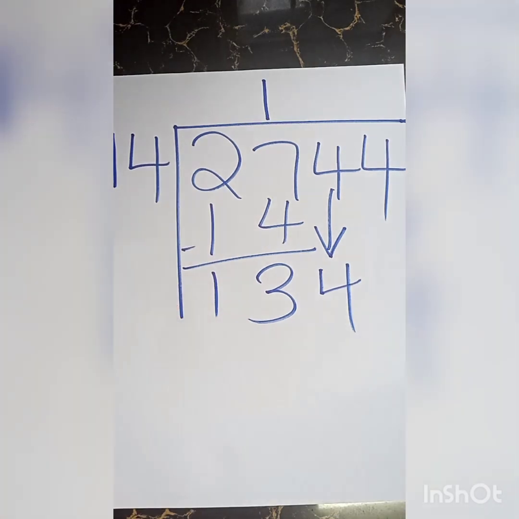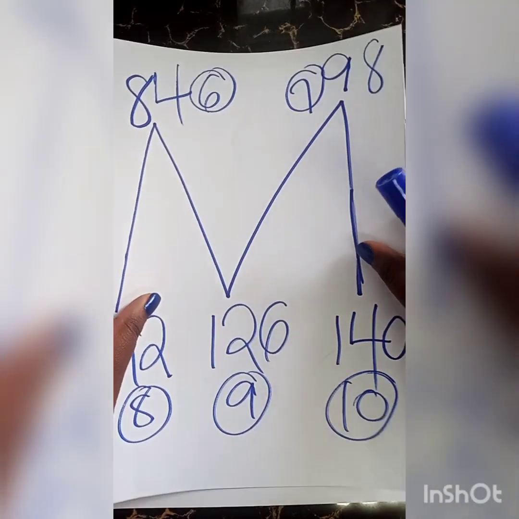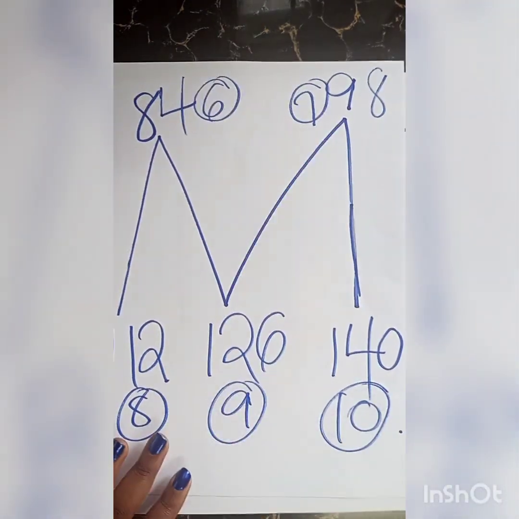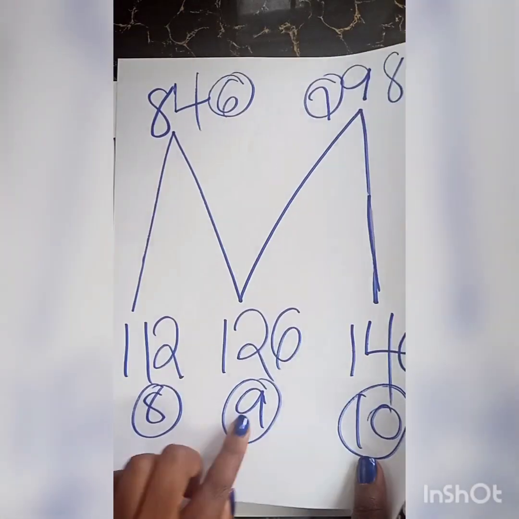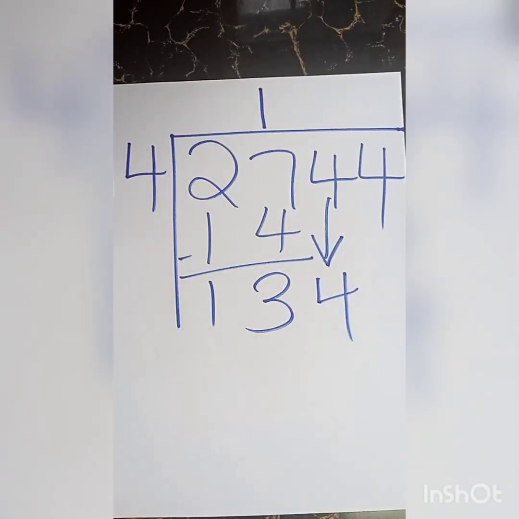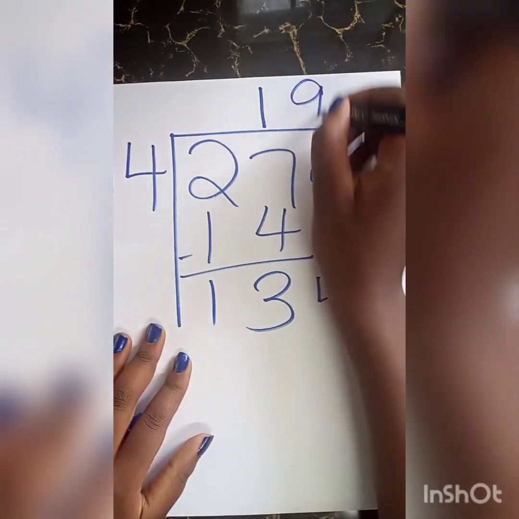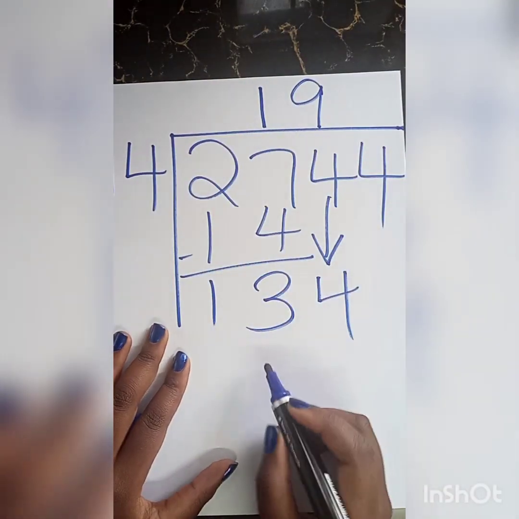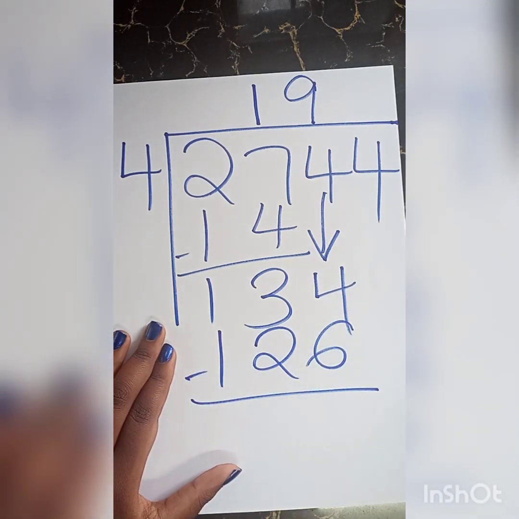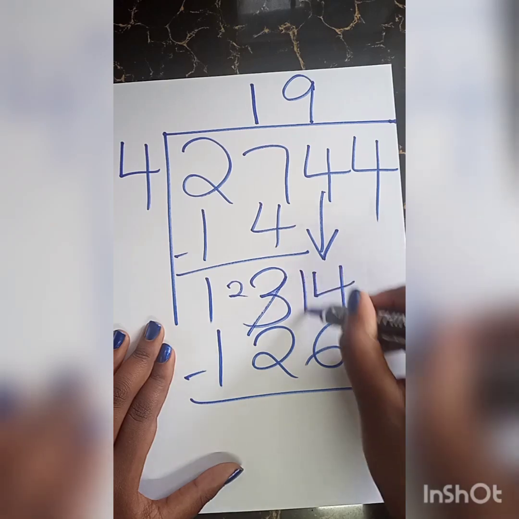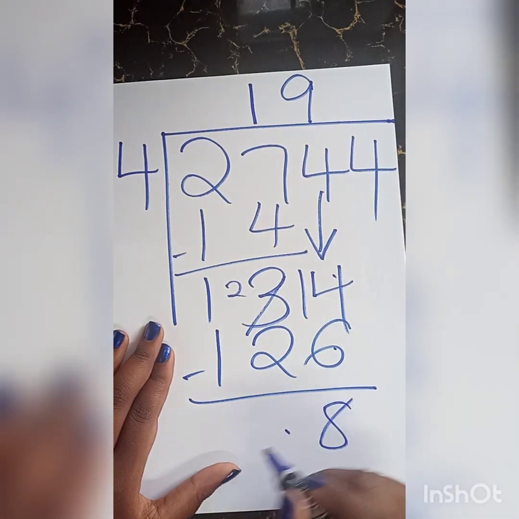So where is 134 in table 14? 134 is in between 126 and 140, right? So that means that you'll write 126 because 126 is less than 134. So we'll write a 9 here because 9 times 14 is 126. When you subtract, you borrow 1 here. 14 minus 6 is 8.